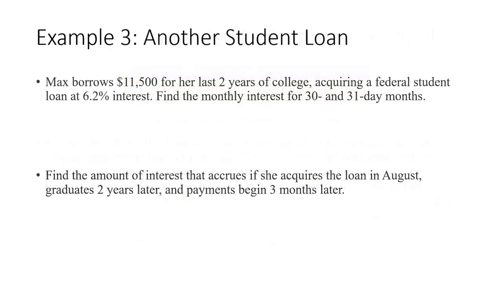So Max borrows $11,500 for her last 2 years of college and acquires a federal loan at 6.2% interest. Find the monthly interest for 30 and 31-day months. Well, we know the principal balance, $11,500. The interest rate is 0.062. And then to find the daily amount, which is what we need first, we're going to divide by 365.25. We find the daily amount of interest accrued, $1.95. So for 30-day months, 1.95 times 30, 58.5, so $58.50.